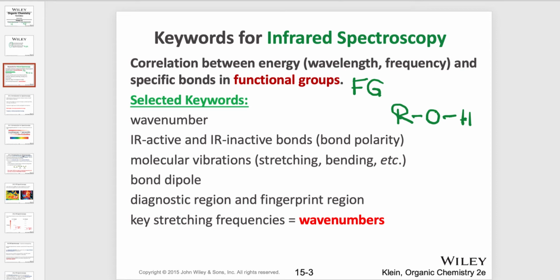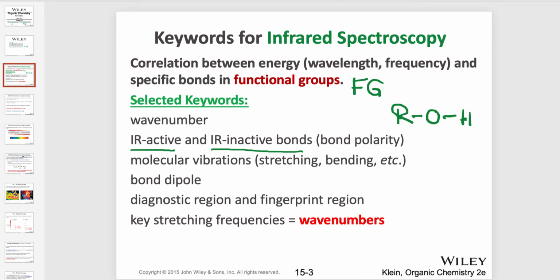Sometimes we see certain bonds very well. We refer to them as IR active. Typically they're very polar, but there are also IR inactive bonds. I'm going to discuss the difference for this, and it's also part of the special handout I prepared that you can find and work with. We also are talking about molecular vibrations.